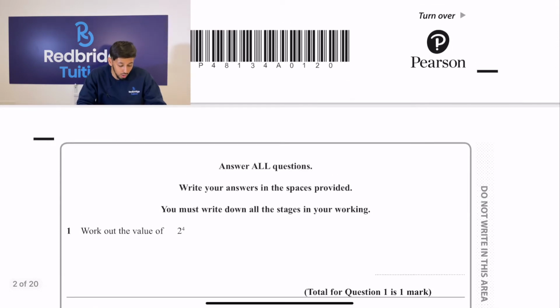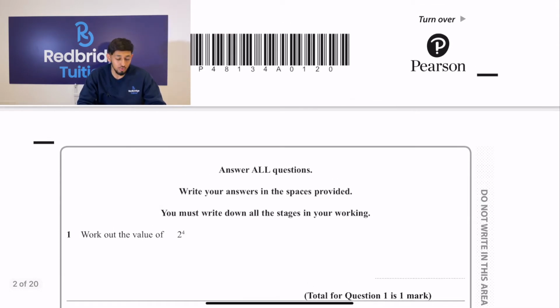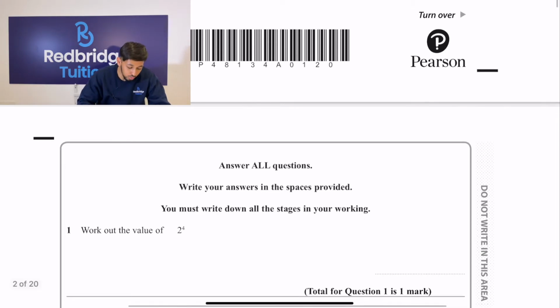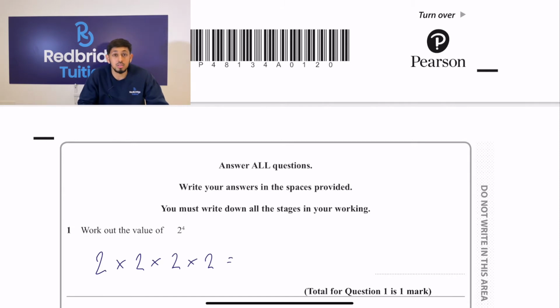So we have work out the value of 2 to the power of 4. Now, the way we work this out is we need to do 2 times itself 4 times. So what we'll write down is 2 times 2 times 2 times 2. Now, a common mistake students make is that they will do 2 times 4. That's not the case, as the question is asking us to work out 2 to the power of 4.